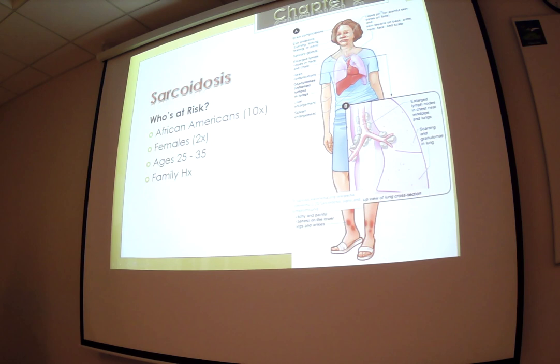So here's a little chart that shows where it can actually start. We said the lungs were the most common, but it can affect the brain, the eyes, salivary glands, lymph nodes in the neck and chest, the heart muscle, skin lesions, spleen enlargement, liver enlargement. So it's not just affecting the lungs, it can affect everything.